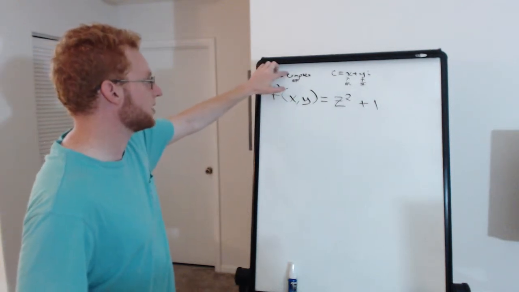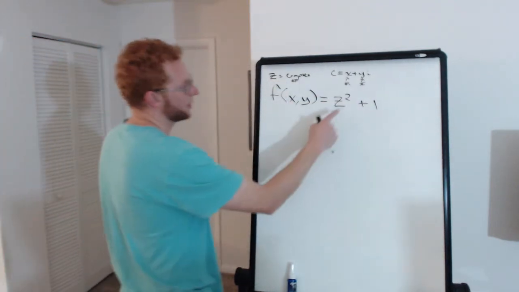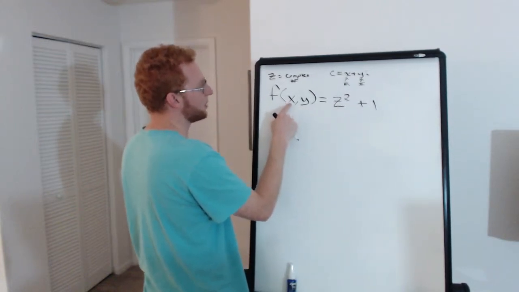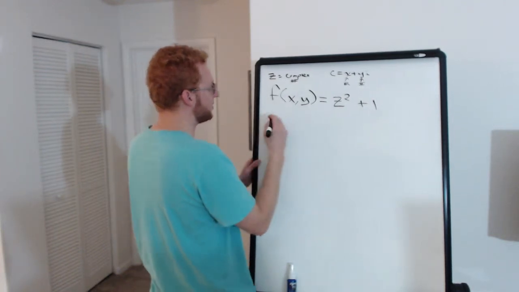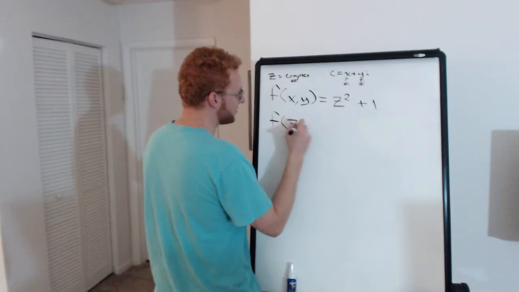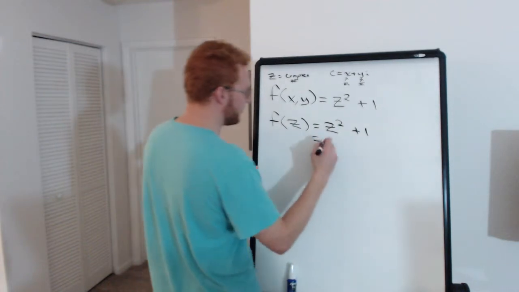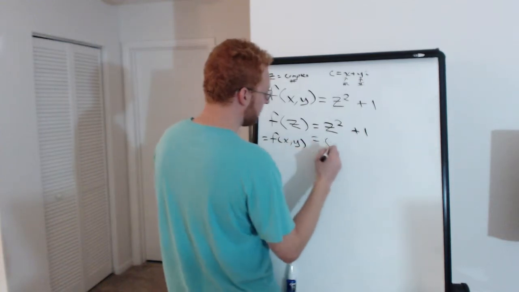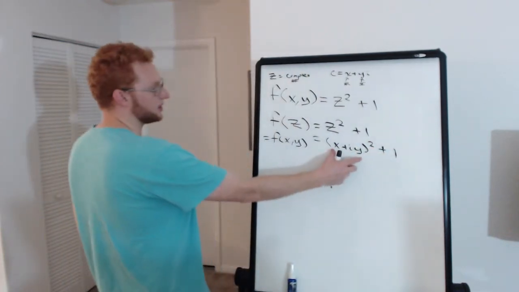So z is two-dimensional. Complex numbers are two-dimensional, they have a real component and an imaginary component. So we're taking a two-dimensional number and squaring it. The real component is x, the imaginary is y. This notation I chose wasn't the best. It should be f of z is equal to z squared plus 1, which is equal to f of x, y, which equals x plus iy squared plus 1, because z is x plus iy.